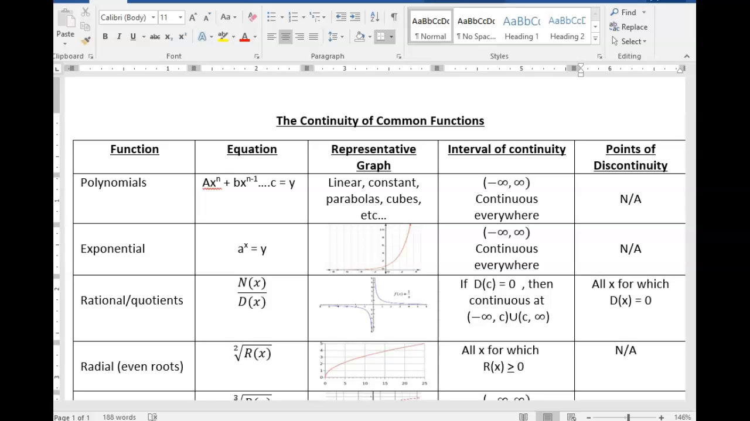Continuity basically means that you have a continuous line with no breaks in it. But as soon as you have a breakage of some kind, we call that a point of discontinuity. All right?